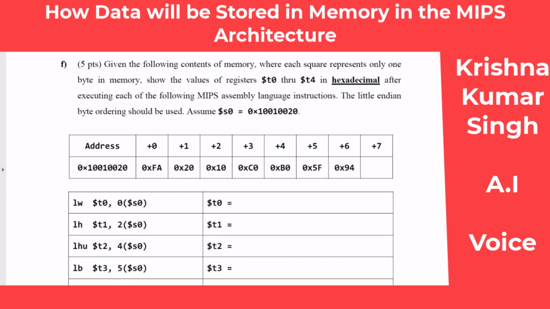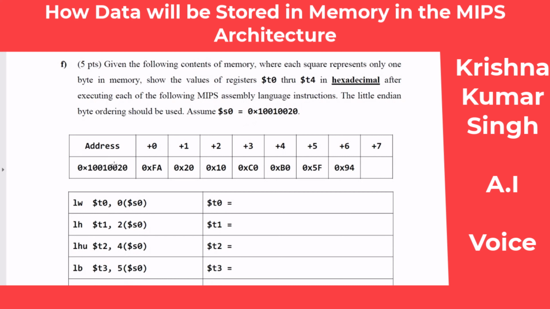Let me give you another example about the way that MIPS architecture stores data in the memory. Consider this question: given the following contents of memory, where each square represents only one byte in memory, show the values of registers $t0 through $t4 in hexadecimal after executing each of the following MIPS assembly language instructions. The Little Endian byte ordering should be used.